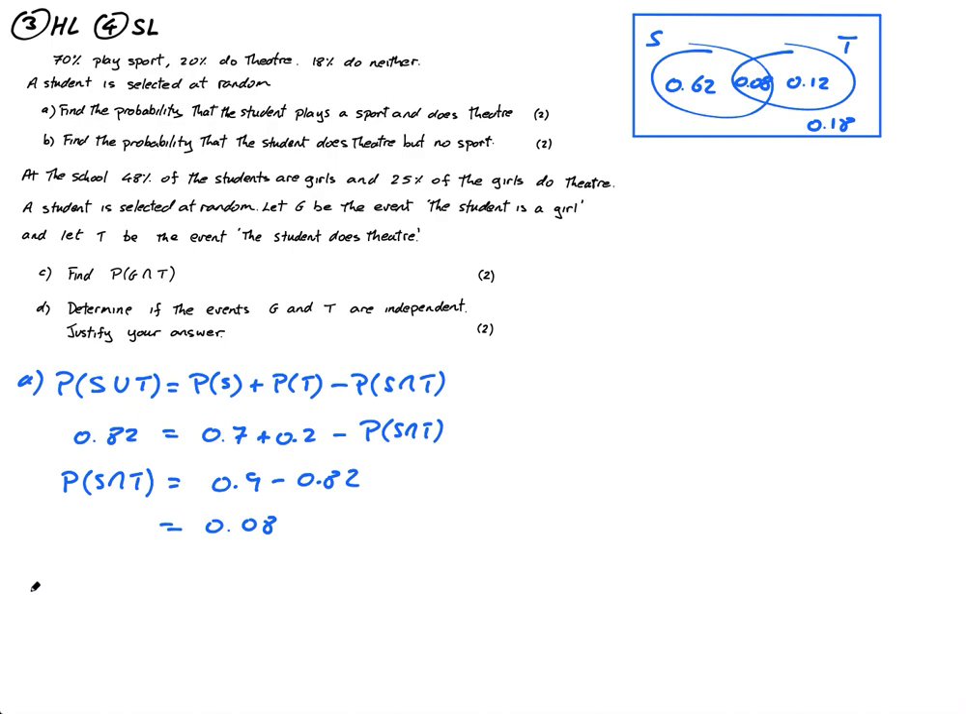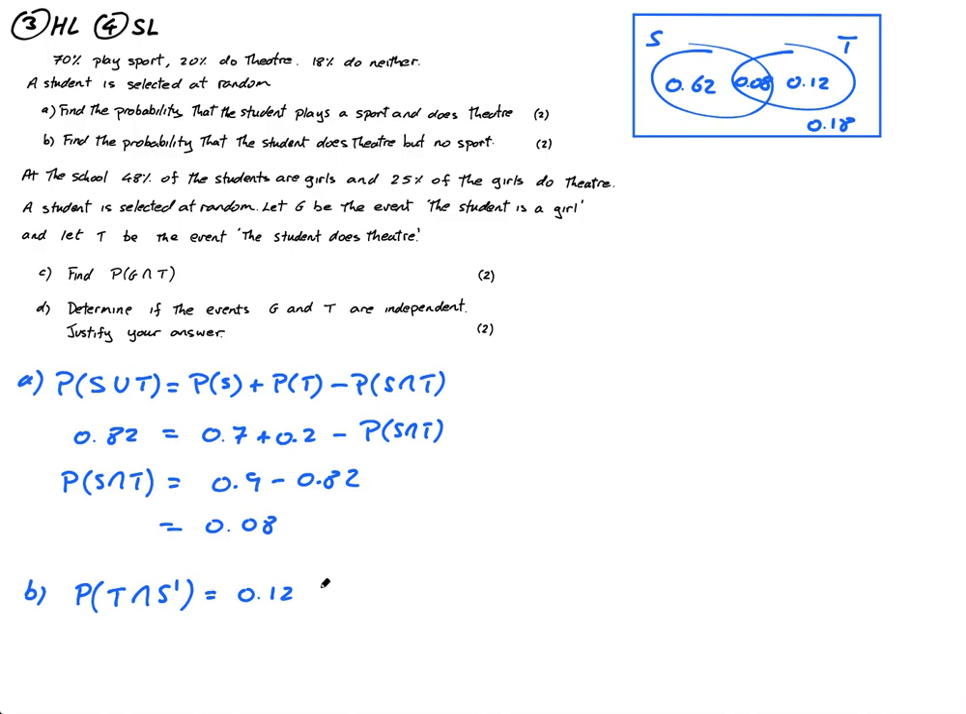Part B, find the probability that the student does theater but not sport. So theater but not sport, it's that. It's 0.12. And if you have the Venn diagram drawn, you don't have to show any more working. You can just write down 0.12, but if you just want to know how to write it, it's theater and not sport. This is equal to 0.12.